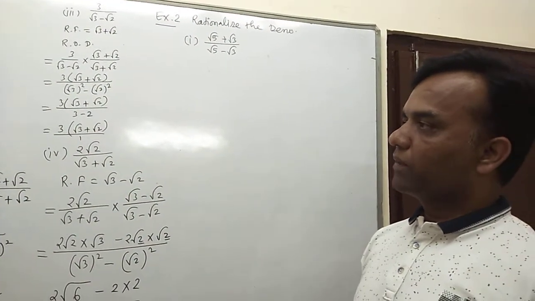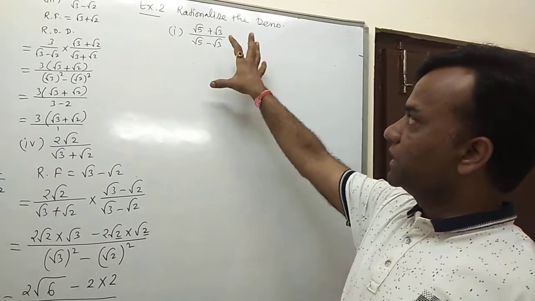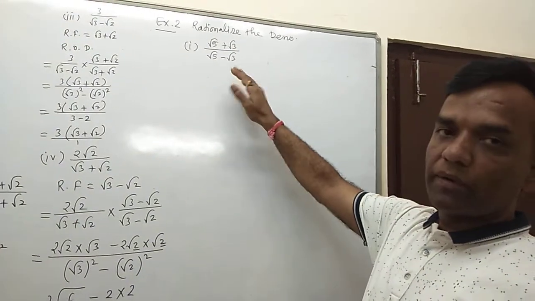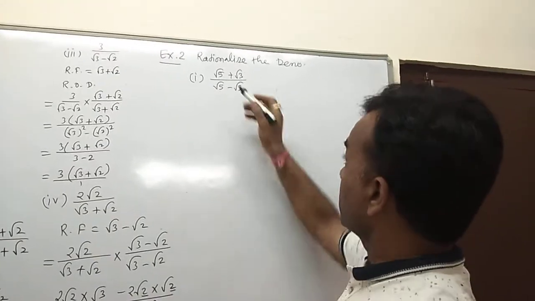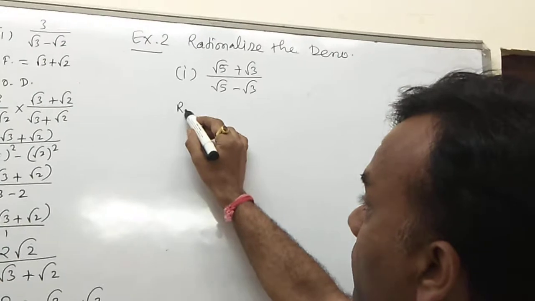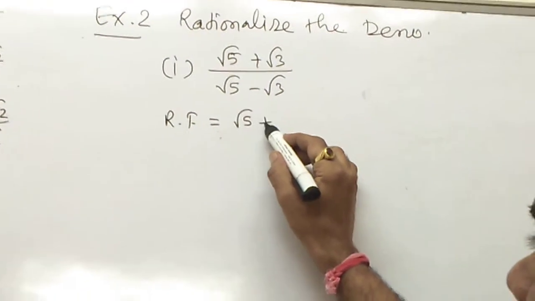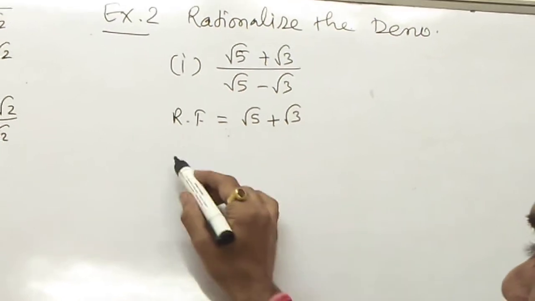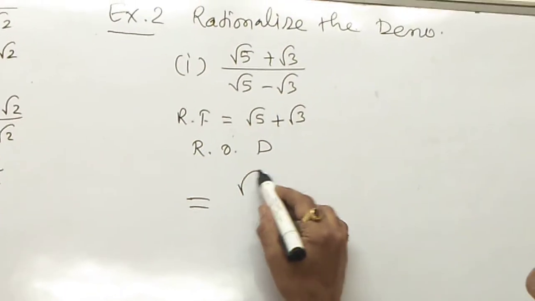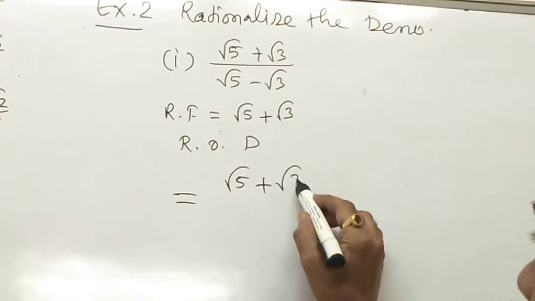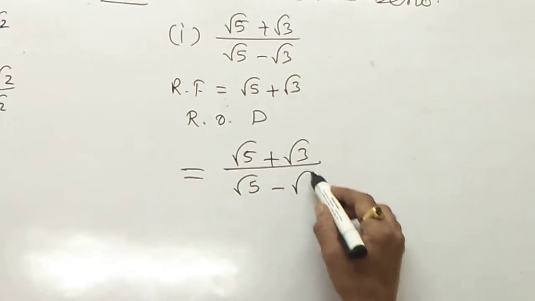They are very easy going because only one part, the denominator, is in irrational numbers, but in this question we have numerator and denominator both in the form of irrationals. So how do we try first? First you find the rationalization number, you write down the RF, the rationalizing factor root 5 plus root 3, and then for rationalization of the denominator you have root 5 plus root 3 and then root 5 minus root 3.